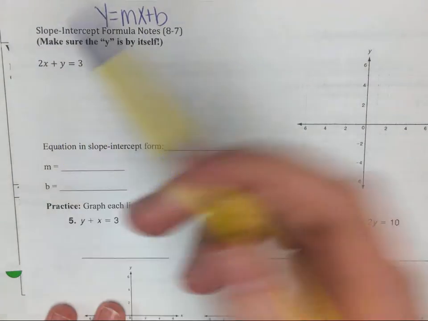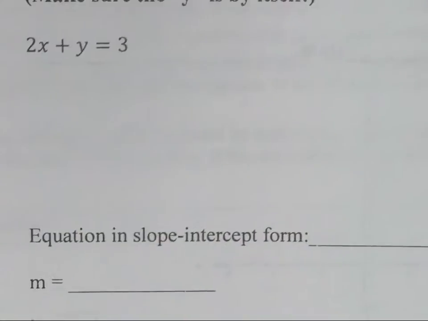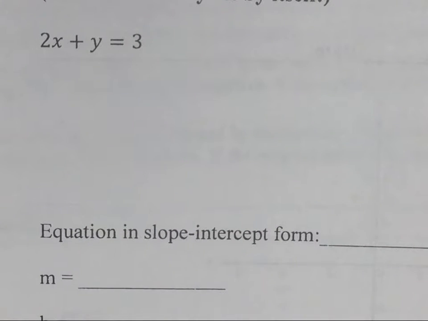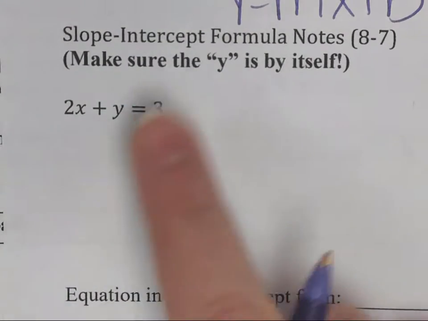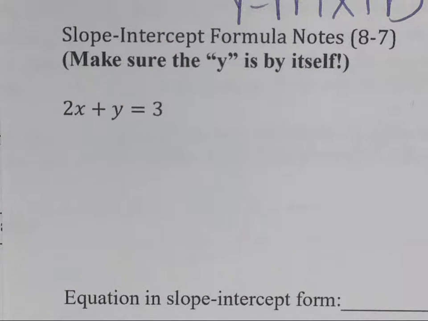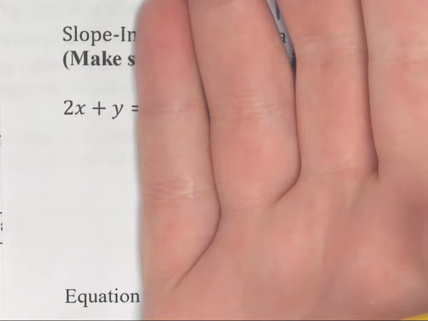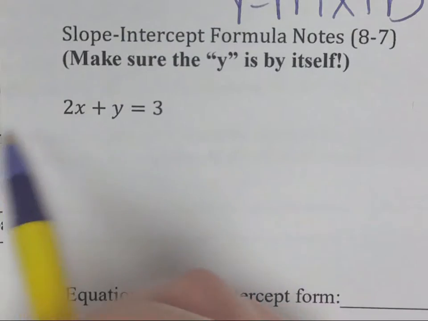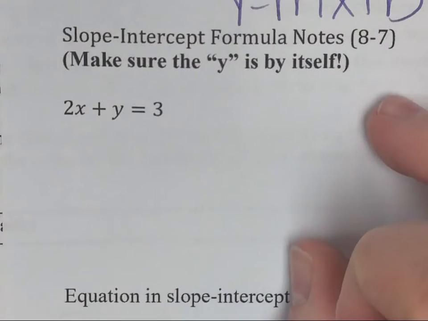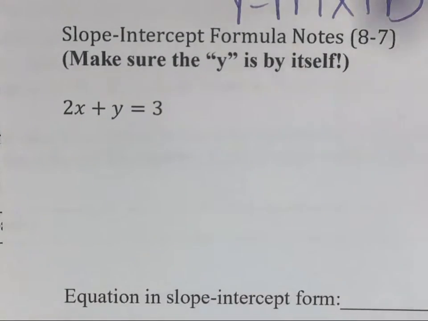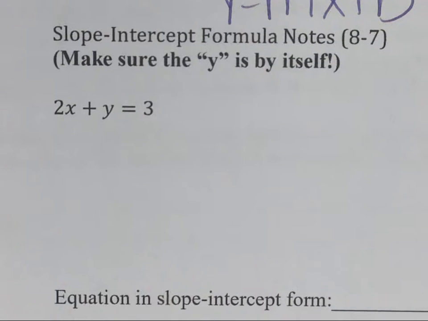Alright, so we have 2x plus y is equal to 3. On this 2x plus y is equal to 3, do we have a y by ourselves? Yes. So y is over here on the left side. What's over here on the left side with it? X. What's on the left side? 2x. Okay, so we have this 2x plus y is equal to 3. We don't have y is equal to something x plus something. Meaning we have to rearrange this equation so that it's in slope-intercept form.